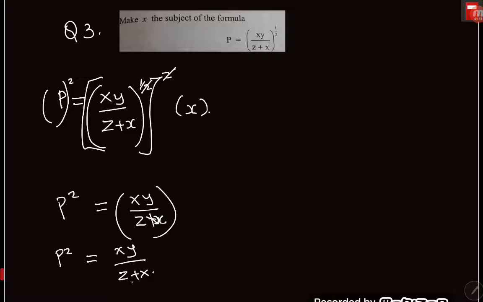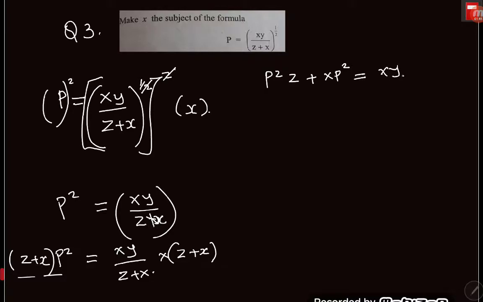There's a fraction. Although it's of algebraic values, it's a fraction. So we multiply this by z plus x. We also multiply the left-hand side by z plus x. So the P squared here, we now open our bracket to give us P squared z plus P squared x. This is equivalent to x y.